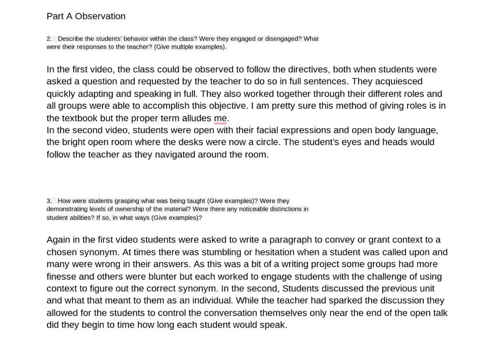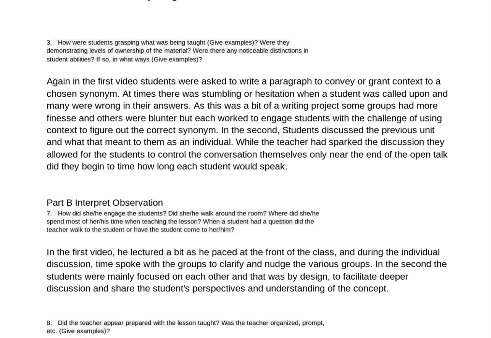I'm pretty sure this method of giving roles is in the textbook, but the proper term eludes me. In the second video, students were open with their facial expressions and open body language in the bright room where the desks were now a circle. The students' eyes and heads would follow the teacher as they navigated around the room.